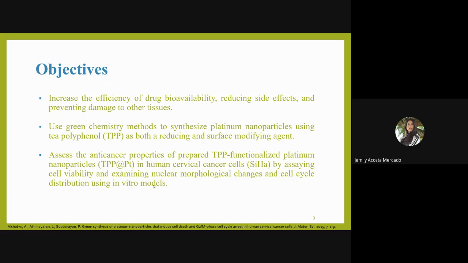The third objective was to assess the anti-cancer properties of the polyphenol functionalized platinum particles prepared in human cervical cancer cells by assaying cell viability and analyzing nuclear morphological changes and distribution of the cell cycle using in vitro models.